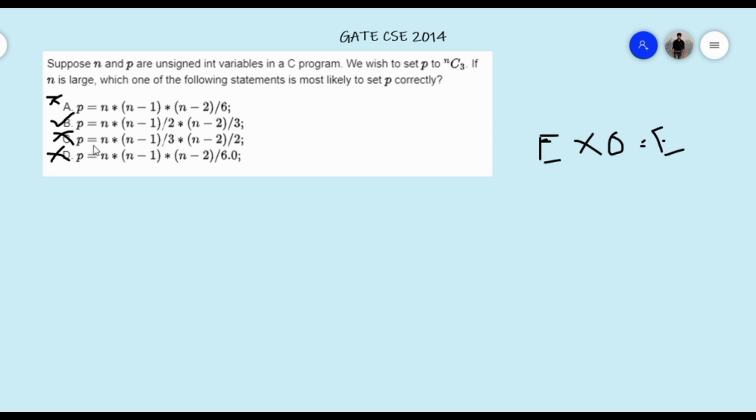So in options A and D we may get a stack overflow problem, and in option C we may get a precision loss problem. So our correct option will be option B. I hope you got the answer. Thank you.